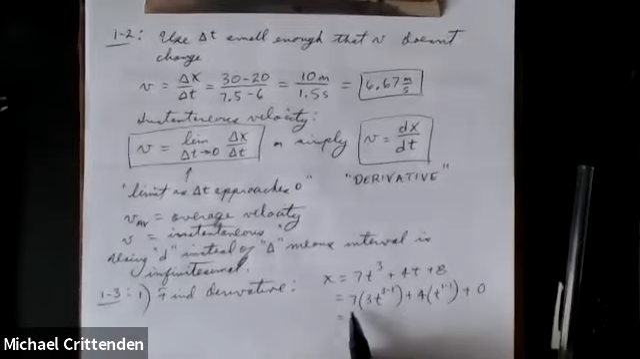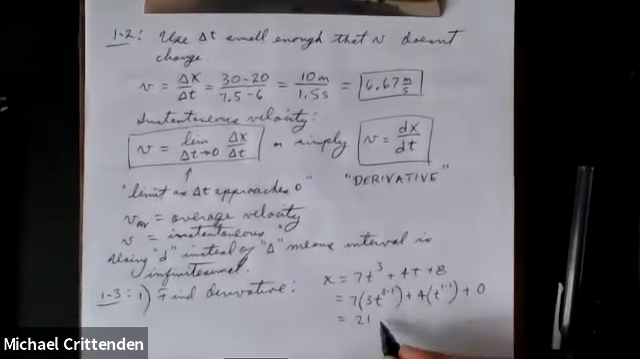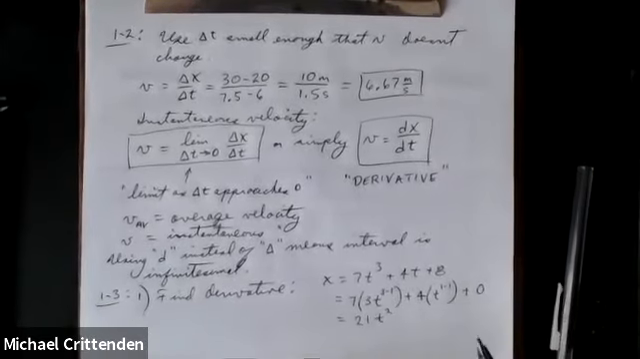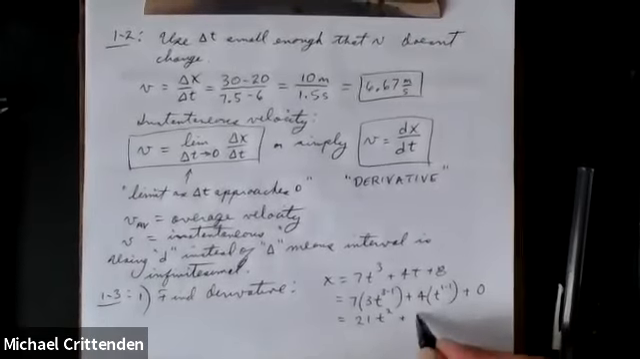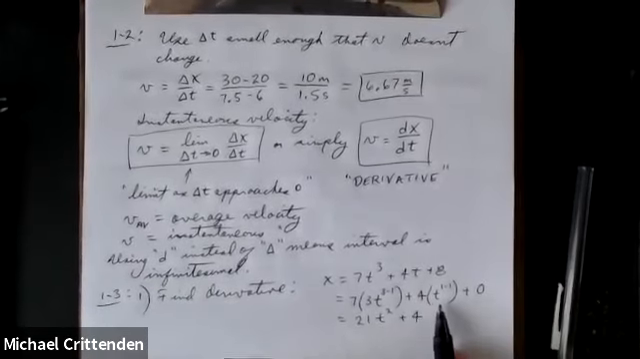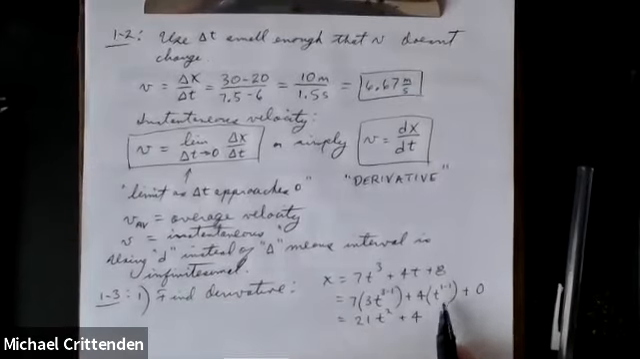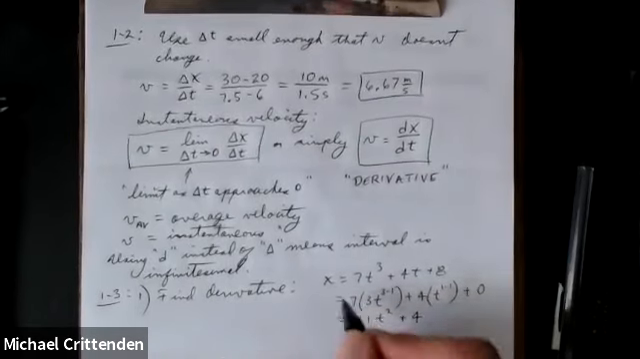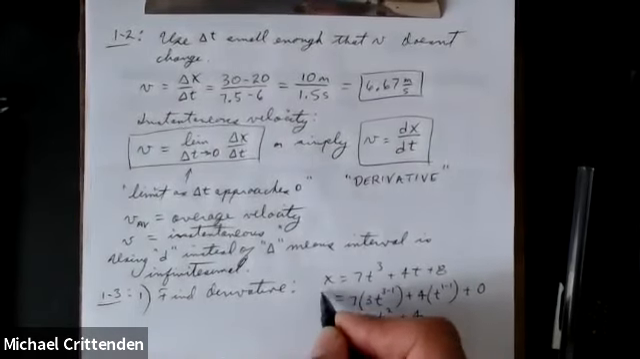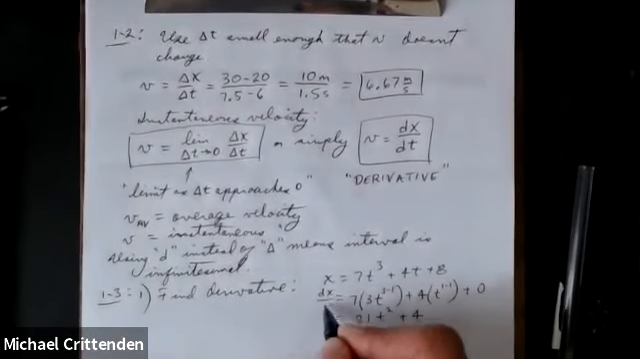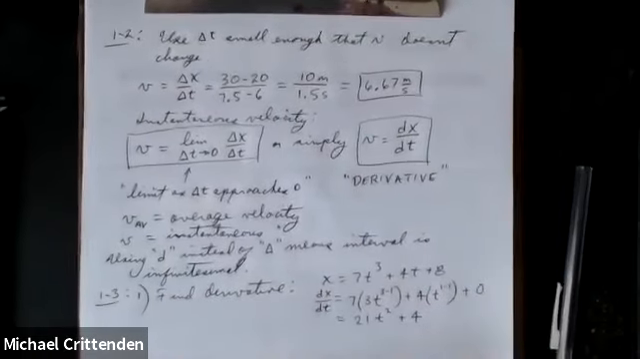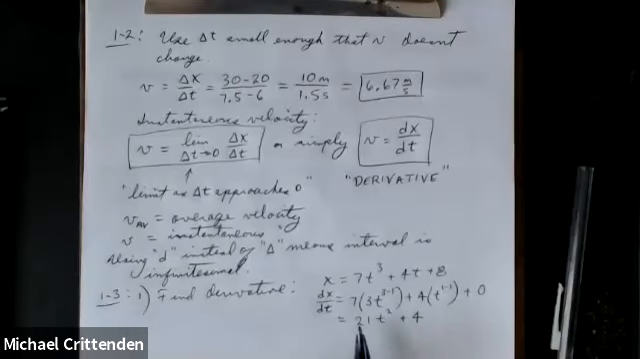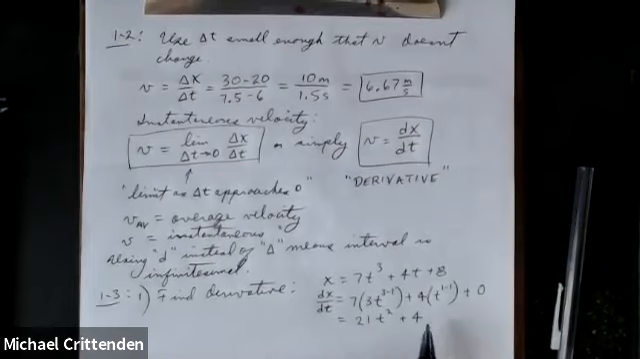Simplifying that a little bit, 7 times 3 is 21. 3 minus 1 is 2. t to the 0 power is 1. 1 times 4 is 4. Okay, so I should have labeled, this isn't equal to x anymore. This is the derivative of x with respect to time. So that's the velocity at any time t.